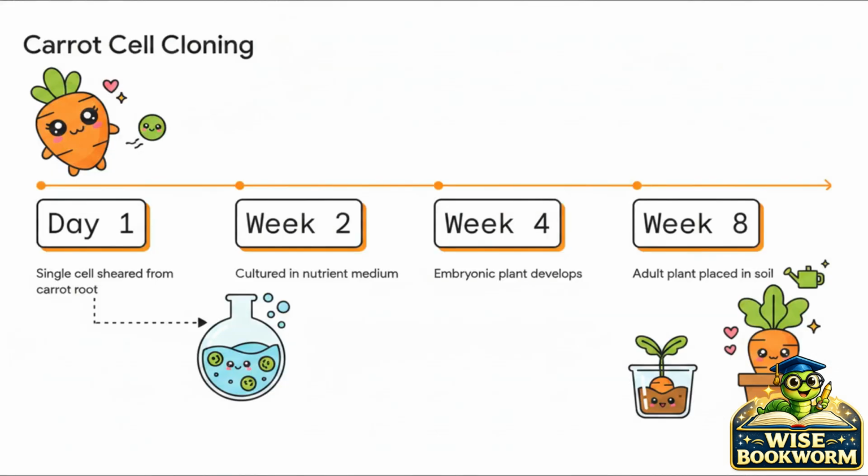And this isn't just theory, by the way. Scientist F.C. Stewart proved it. He took a single, mature cell scraped right off a regular carrot root, dropped it into a nutrient medium, and waited. Slowly, that specialized cell reverted back to a blank slate. It started dividing, formed an embryo, and grew into a perfect cloned adult carrot plant that he actually planted in soil. One single cell rebuilt the whole shebang.